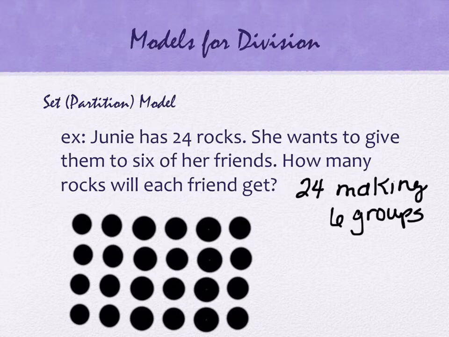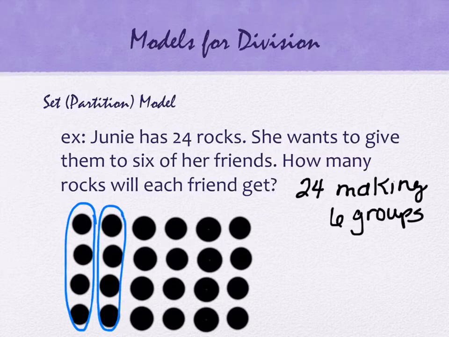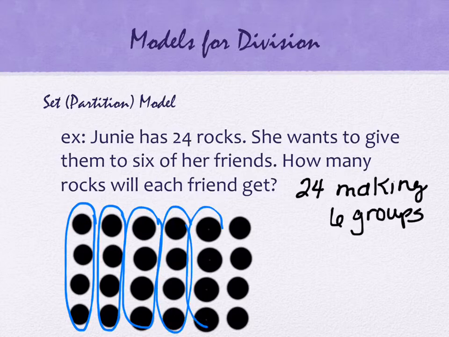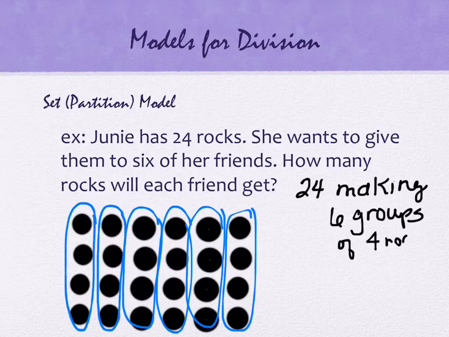So I want 6 groups, and they're all equal. And you can kind of see why my array model works pretty nicely like this, because I happen to have them in columns where there are 6 columns at this point, right? And if I didn't have them that way, I could still circle them in such a fashion that I have 6 groups when I'm done. So the issue with this is that I end up with 6 groups of 4 rocks. Now, of course, my answer is they each get 4 rocks.